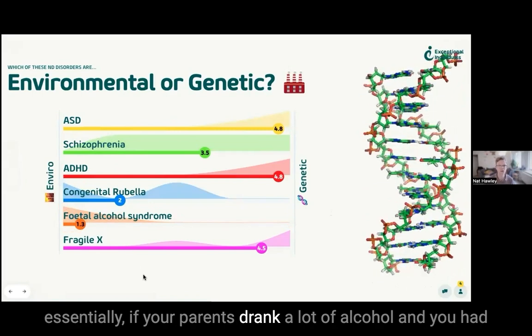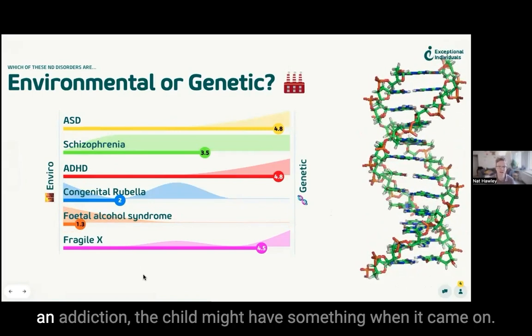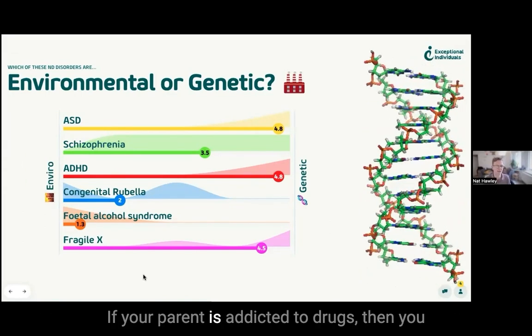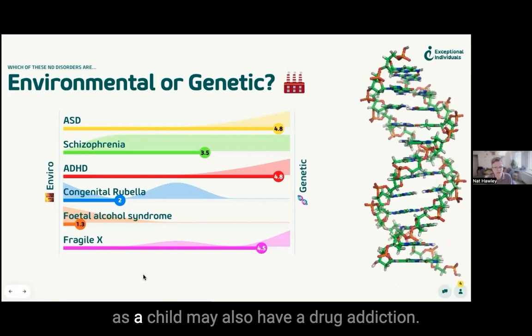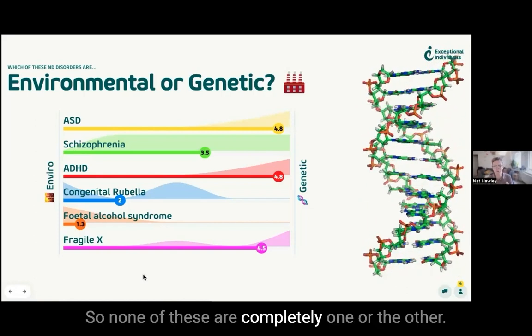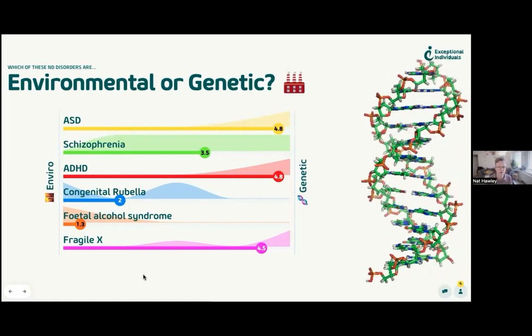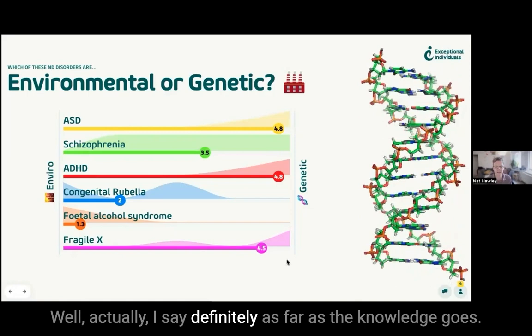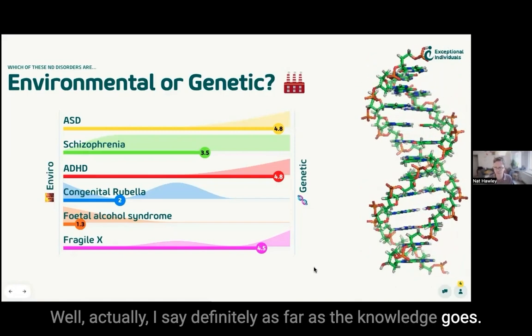Essentially, if your parents drank a lot of alcohol and you had an addiction, the child might have something when it comes on. If your parent is addicted to drugs, then you as a child may also have a drug addiction. So none of these are completely one or the other. And Fragile X is definitely genetic. Well, actually, I say definitely, as far as the knowledge goes.